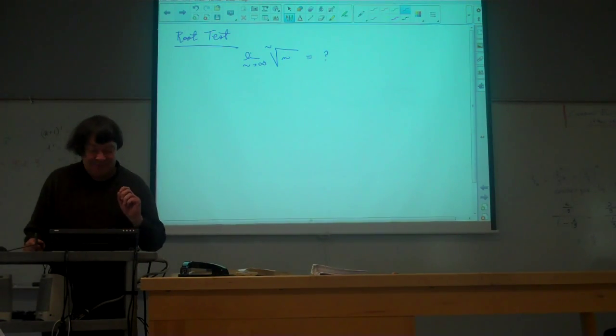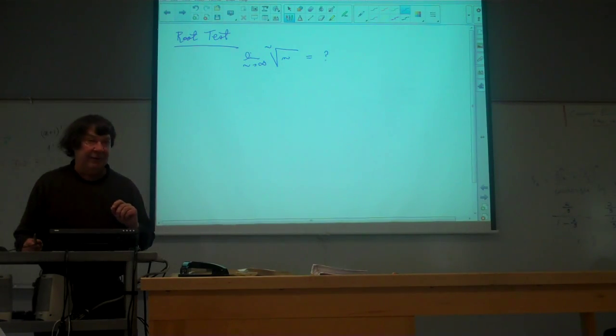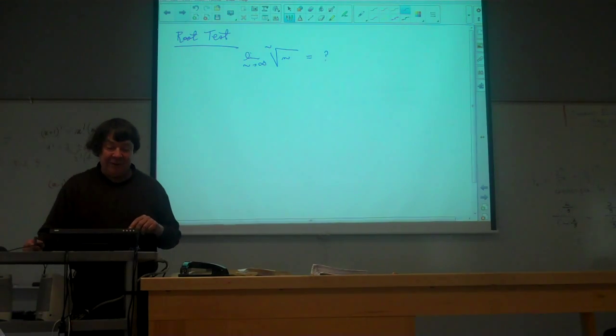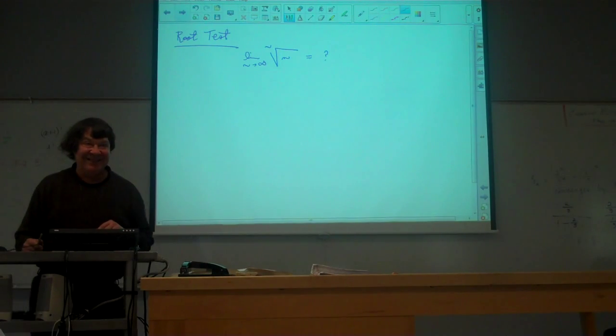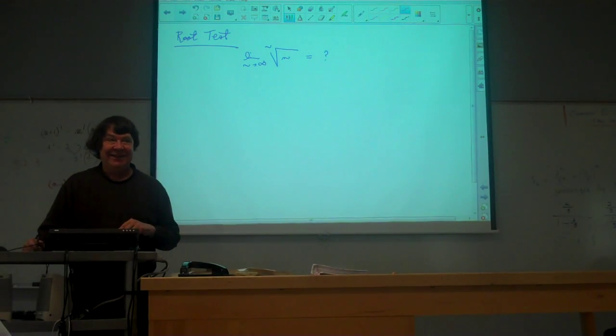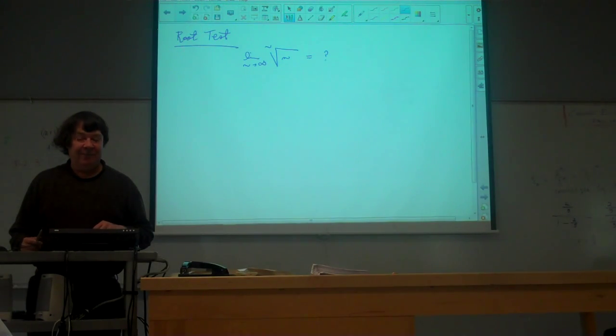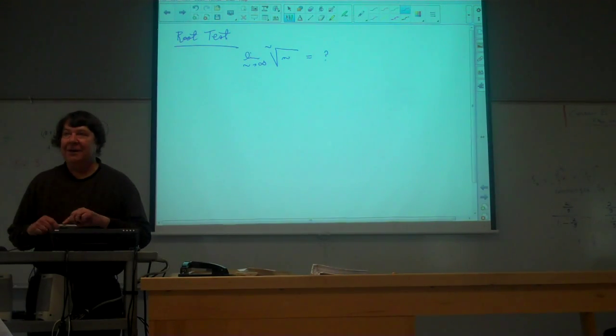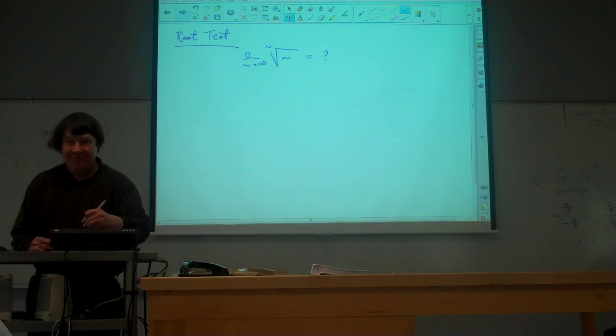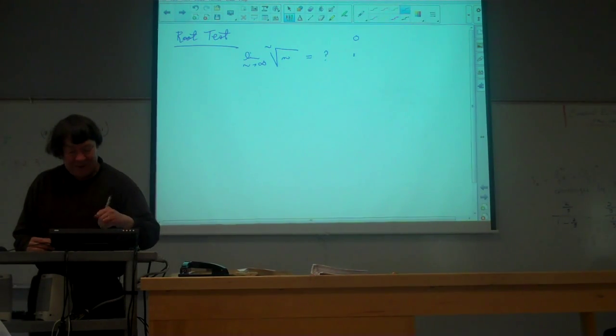Here's something that you may know or may not know. What's the limit as n goes to infinity of the nth root of n? That was one I showed y'all way back there. Now, it's okay not to remember, but you really have seen this. How many people think it's zero? I don't think it's zero. Okay. How many people think it's one? Very good. The answer is one.